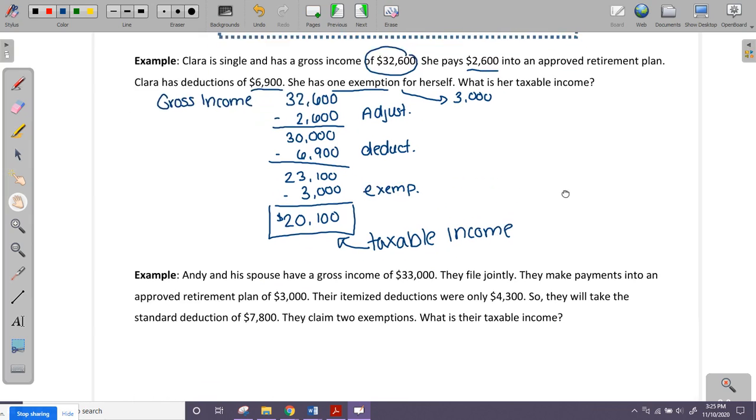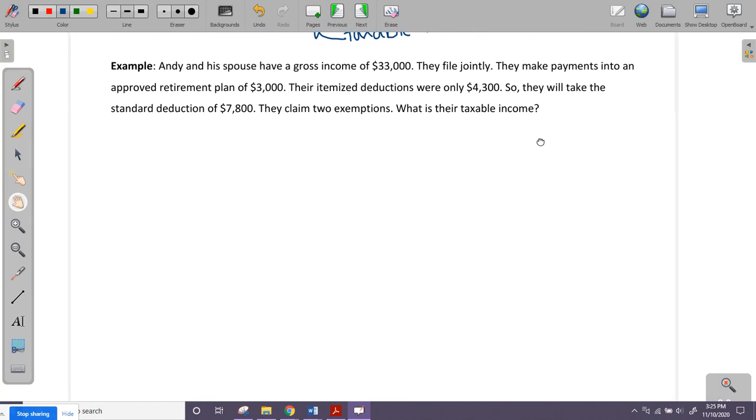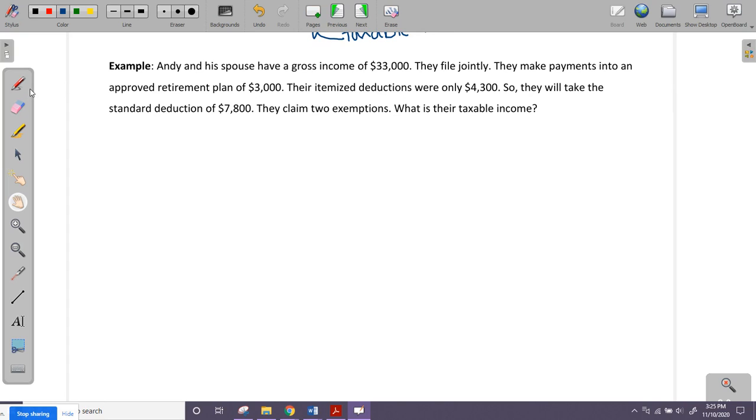Let's look at another example. Andy and his spouse have a gross income of $33,000. They file jointly. They make payments into an approved retirement plan of $3,000. Their itemized deductions were only $4,300. So they would take the standard deduction of $7,800. They claim two exemptions. We need to find the taxable income.